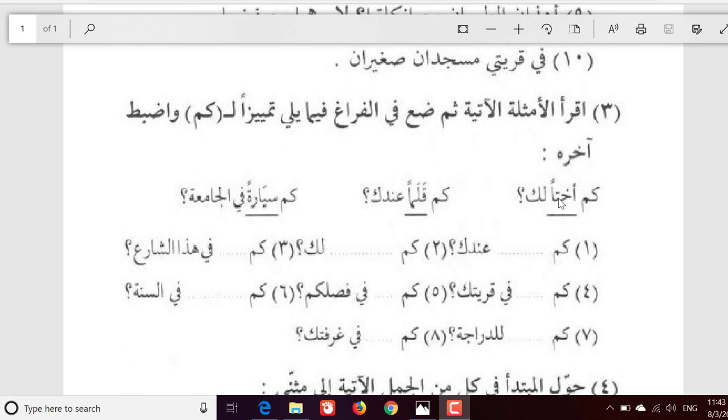Also a part of our lesson is taking a new question word, which is kem. Kem means how much or how many. Now, when you use kem, what they want to show you is, number 1, the word that comes after kem should be singular, and it should take fathatan. So the word after kem is singular and takes fathatan. Kem ukhtan, kem qalaman, kem sayyaratan. Okay, so that's what they want you to know.